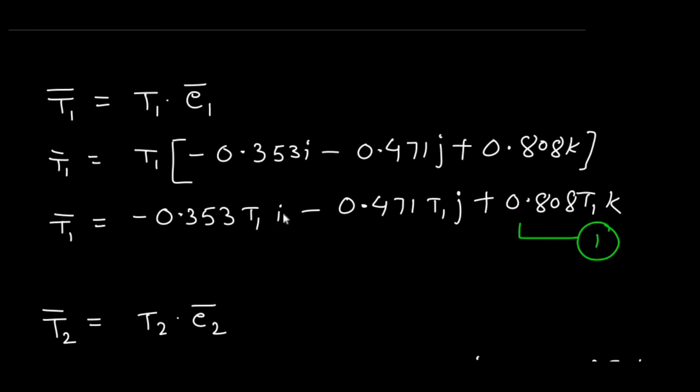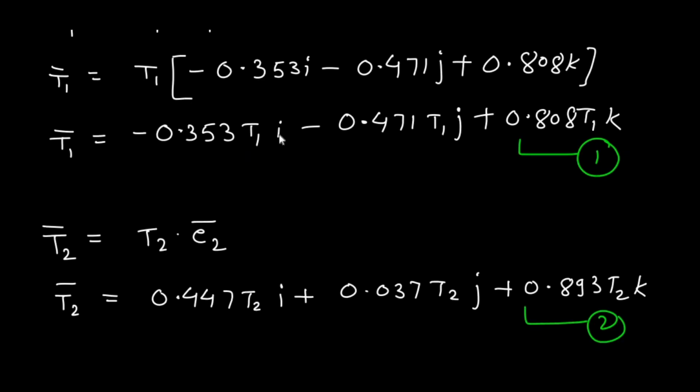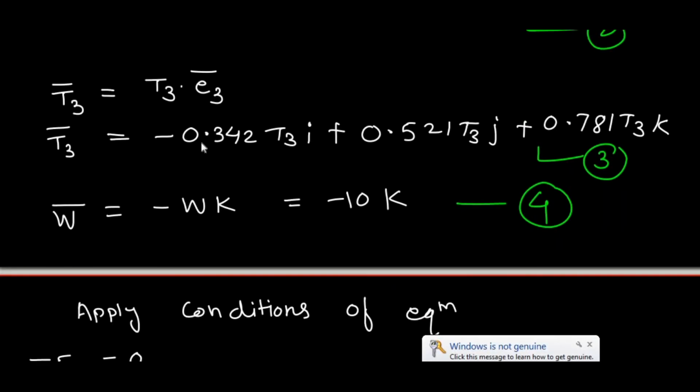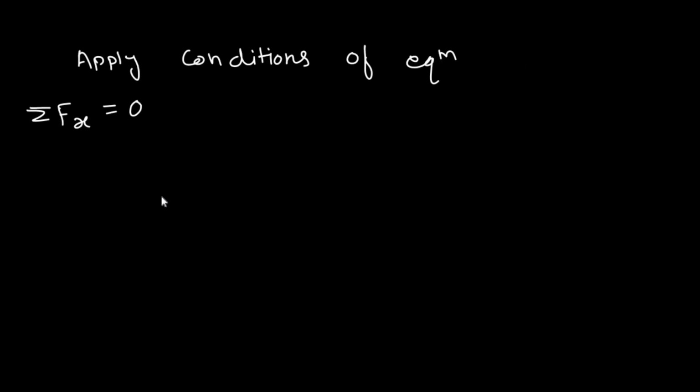Because i is the unit vector acting along the x direction, I will take the coefficient of this i, that is minus 0.353. For the T2 vector, the x component of that force is 0.447. In the same way, I will take the coefficient for force T3 as minus 0.342 as the x component. So summation Fx is equal to 0.